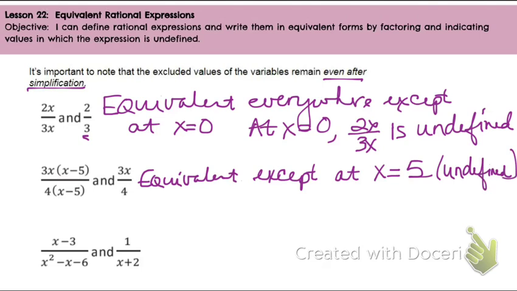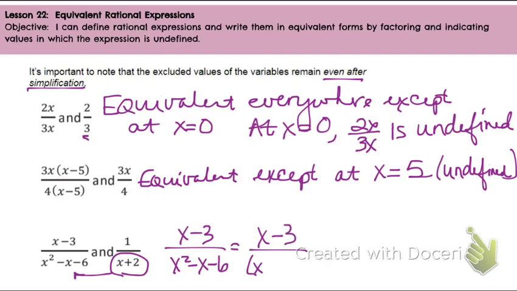For x minus 3 over x squared minus x minus 6, looking at this one, this gives me a hint of something I can do with this polynomial expression. I can factor it, and when you simplify, you're going to get 1 over x plus 2.